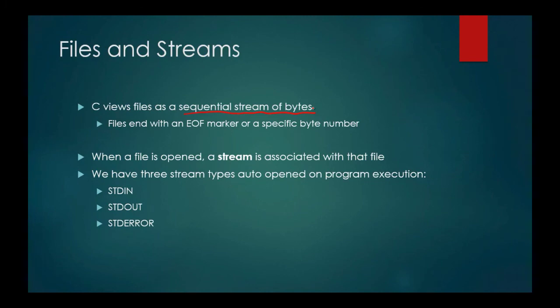Okay, we'll open that file in our program, and we'll get a stream of bytes. And then we'll read through that stream of bytes, and that stream will have an EOF marker. EOF stands for end of file, or sometimes a specific byte number. But for us, it's just going to be an end of file. So you'll see in our code that we're going to loop over that stream until we get to the EOF, or the end of the file. So again, we open the file, we associate a stream with it, and now we can interact with or read from that file.